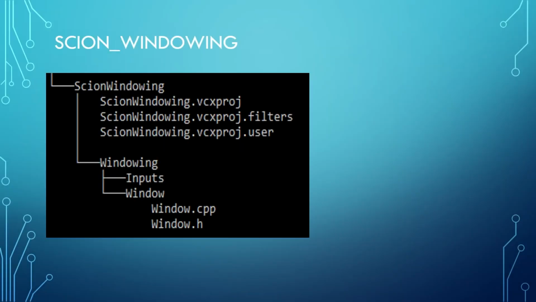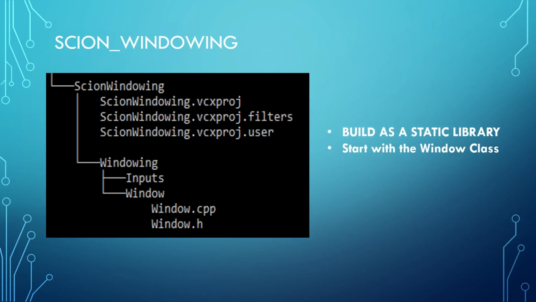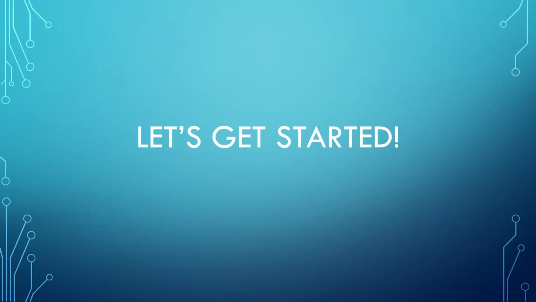Scion windowing. We will have a few different folders for organizing. However, for now, we're only going to focus on the window. We'll basically be wrapping the SDL window functionality, and eventually we'll be getting into inputs for gamepads, keyboards, and mouse, and that'll all be done using SDL. So let's get started with the project.